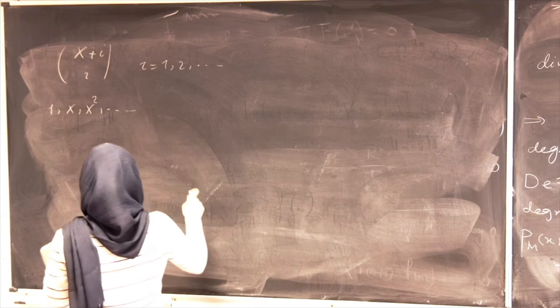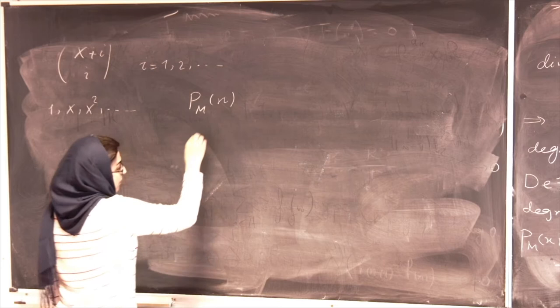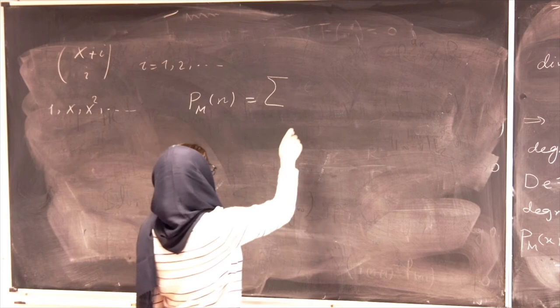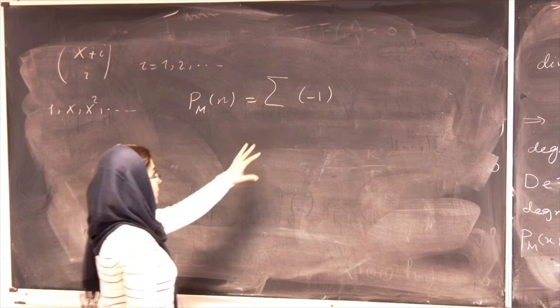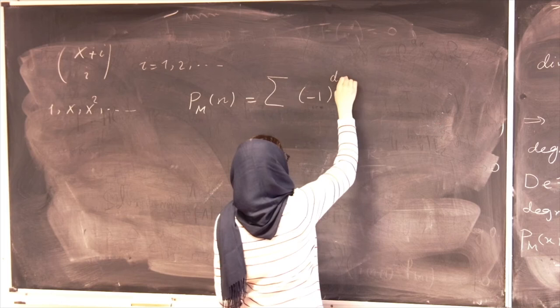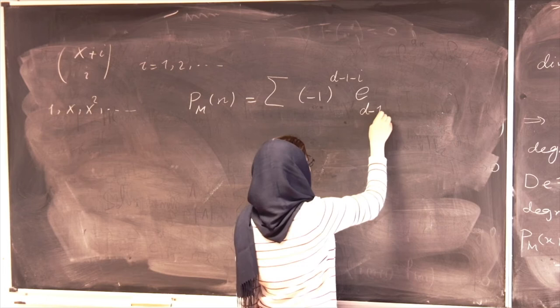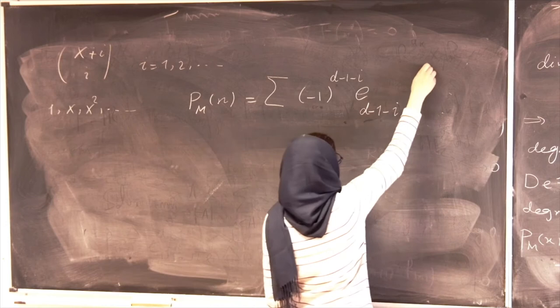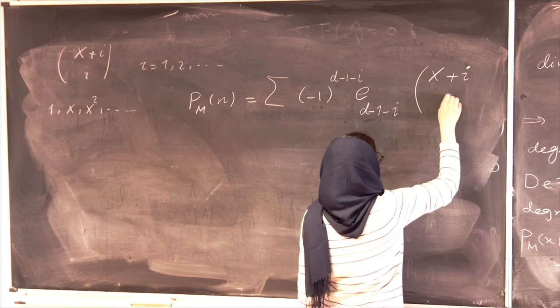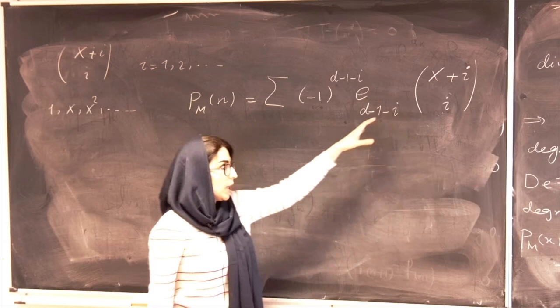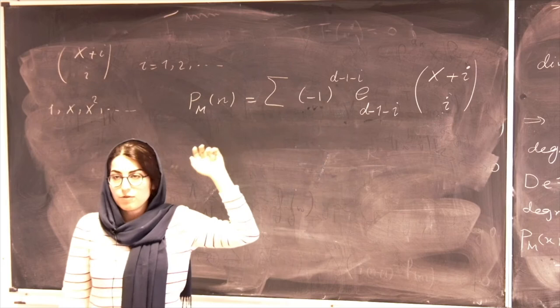Let's write P_M(n), because we care about integers, in terms of this basis. For some technical reasons, I will put minus 1 to some power here. Later you will see the reason. The coefficients which come from Q, I show by e sub d minus 1 minus i. So I just write this polynomial in Q[x] in terms of this basis with some coefficients which come from Q, and I'm allowed to set this such that I have coefficients minus 1 or 1. So i goes from 0 to d minus 1.